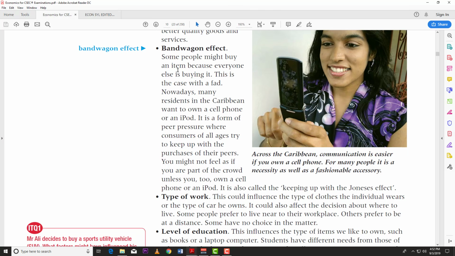You see everybody wearing cut-up jeans, you want cut-up jeans too, so you buy them. Because everybody's doing it. You want to be in the do. You don't want to be left out. You have what you call fear of missing out, FOMO. You don't want to miss out on the latest thing, so you jump on the bandwagon. So that can influence your economic decisions.